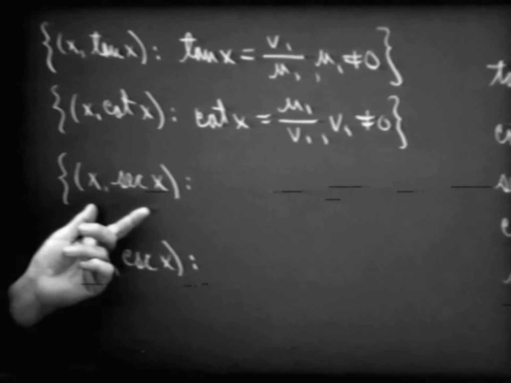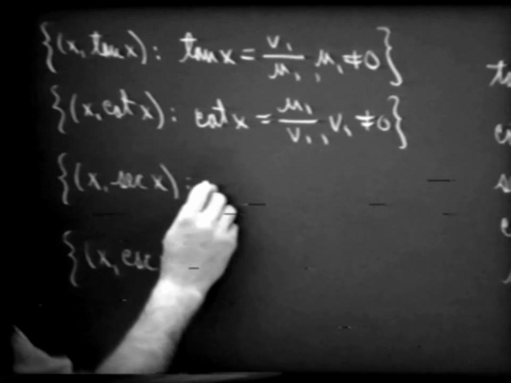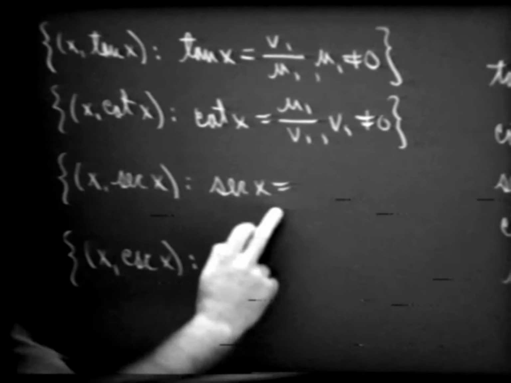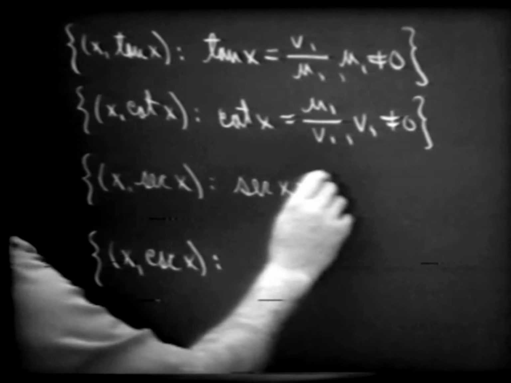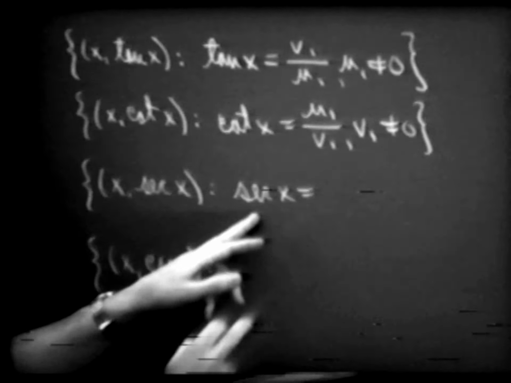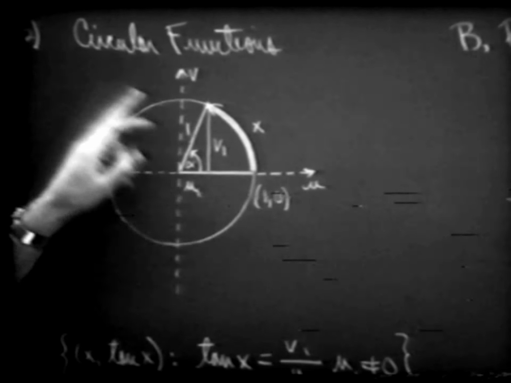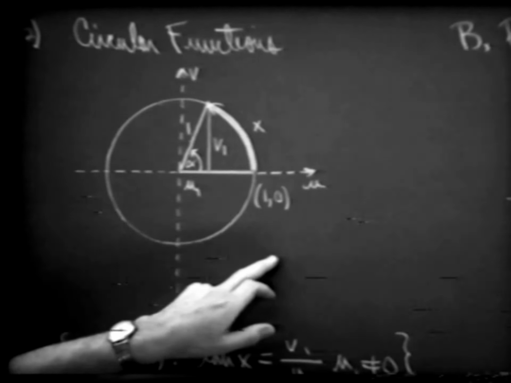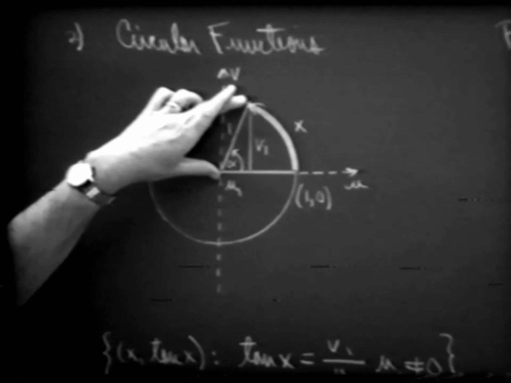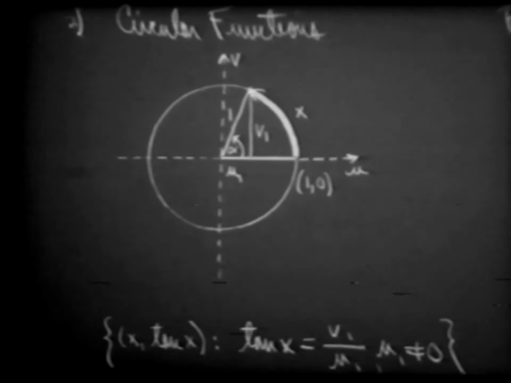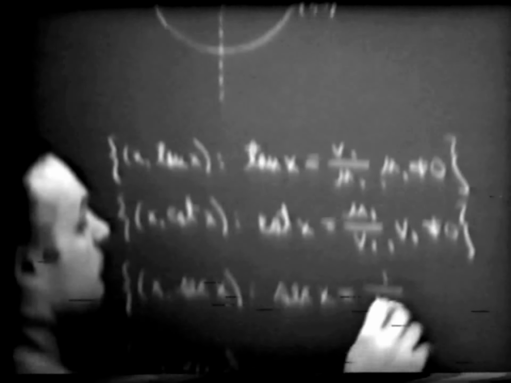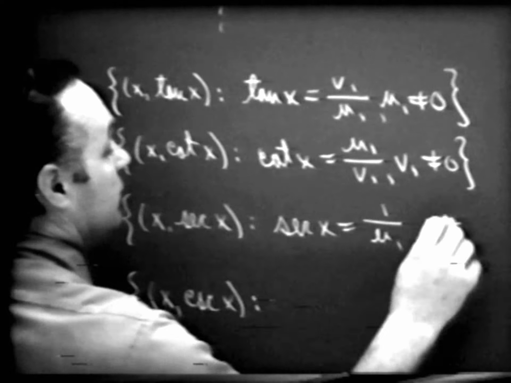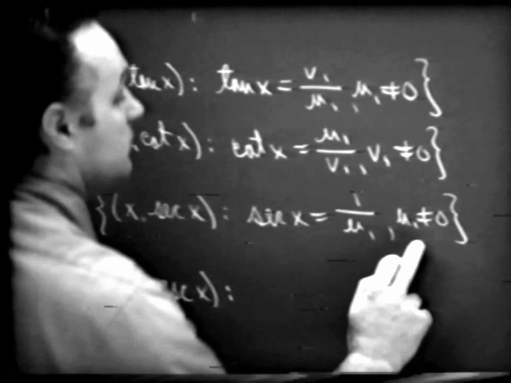The secant function is a set of all ordered pairs of the pattern x comma secant of x, such that the secant of x is going to be equal to, and Tim? R divided by u sub 1. All right, now in the cases we have it here, our circular functions, remember we're on the unit circle in which the number r is indeed equal to 1. So Tim? 1 divided by u sub 1. 1 divided by u sub 1 then is our definition of the secant function, where u sub 1 is not 0.